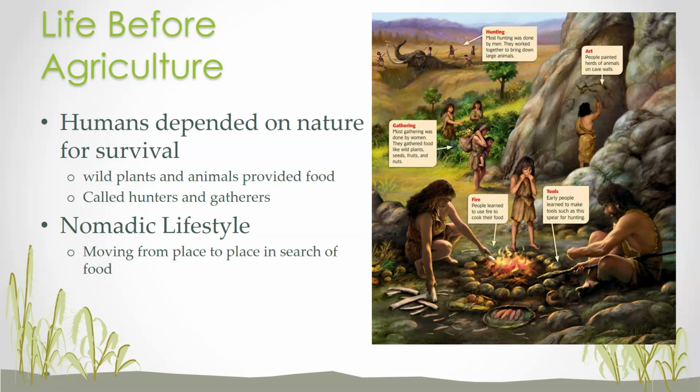So first, let's talk about what life was like for humans before agriculture was introduced. Humans depended on nature for their survival. They foraged for food and they also hunted animals for their meat and for their pelts. They also lived a nomadic lifestyle, meaning they moved around from place to place following their food. They were called hunters and gatherers.